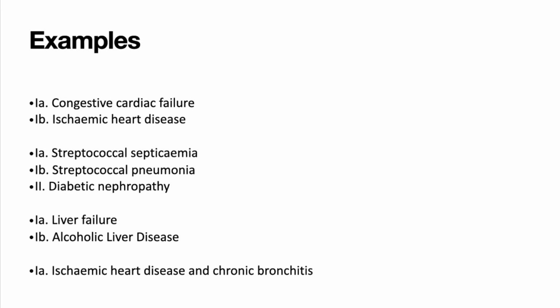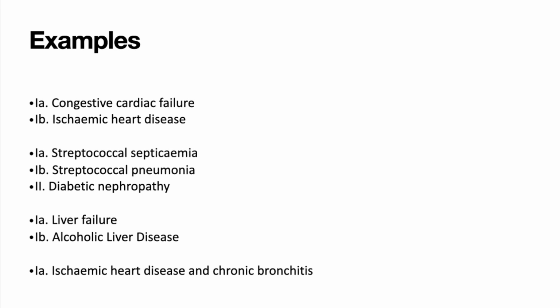So here are some examples. The first example is death from congestive cardiac failure with underlying ischemic heart disease. So the ischemic heart disease has caused the congestive cardiac failure. So you've got that sequence working from 1B to 1A being the immediate cause of death.